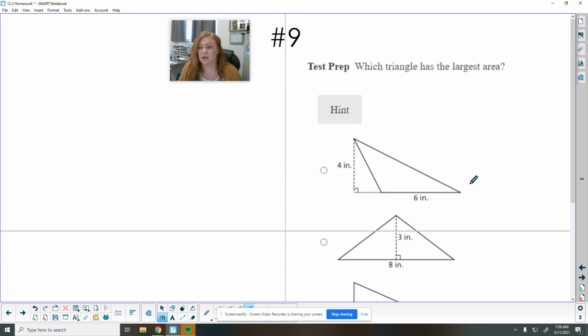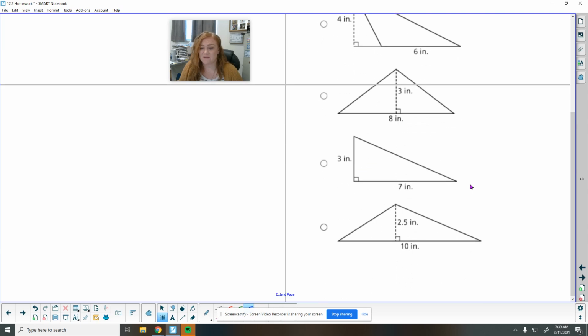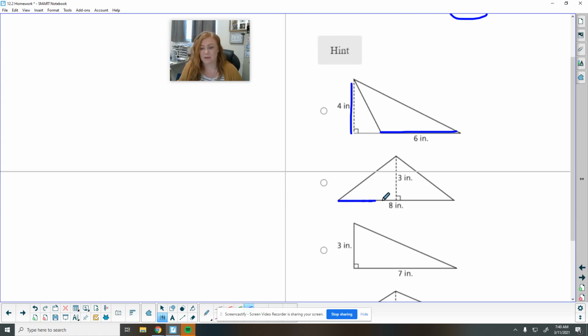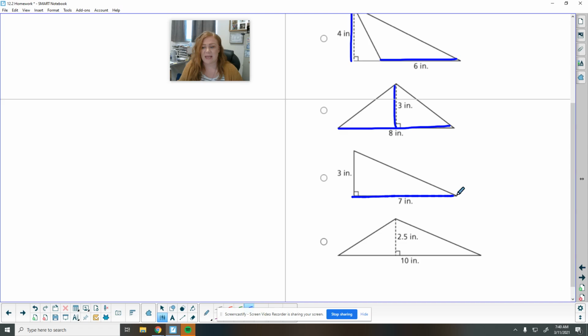Hey, which one has the largest area? So we've got to solve each of these and find the one that is the largest. So base times height, and then divide it by 2. Here we have base times height, divide it by 2. Here is base times height, divide it by 2. And base times height, divide it by 2. So see which of these is the largest once you've done that work there.